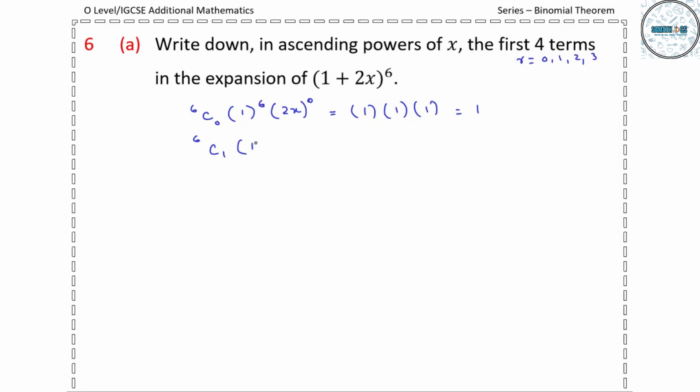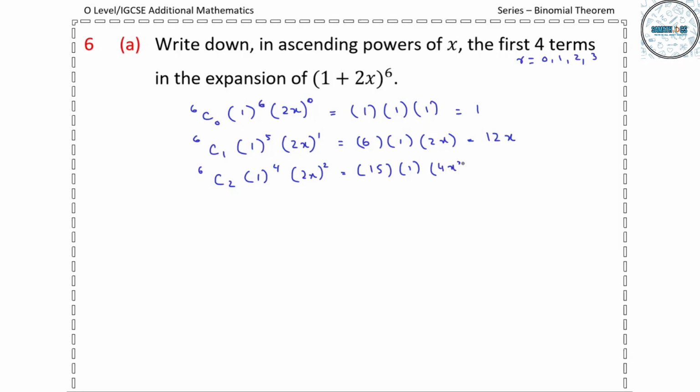6C1, 1 power 5, 2x with power 1, 6C1 is 6, 1 power 5 is 1, 2x with power 1 is 2x, which is finally equal to 12x. 6C2, 1 power 4, 2x with power 2 is equal to 6C2 is 15, 1 power 4 is 1, 2x with power 2 is 4x squared, which is finally equal to 60x squared.